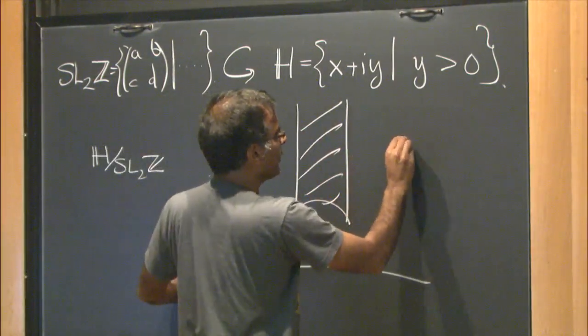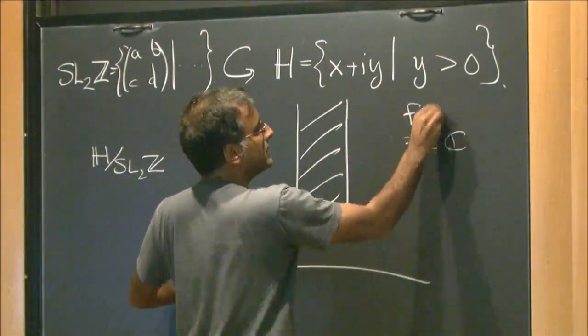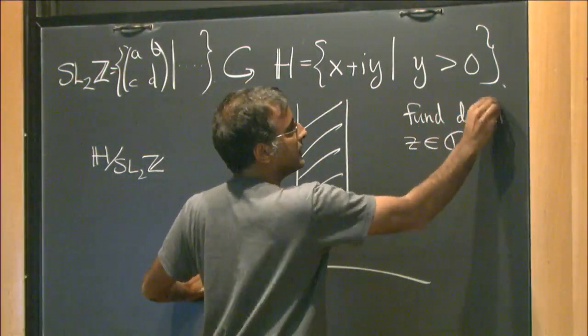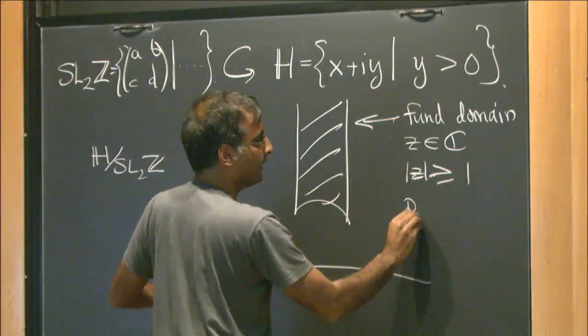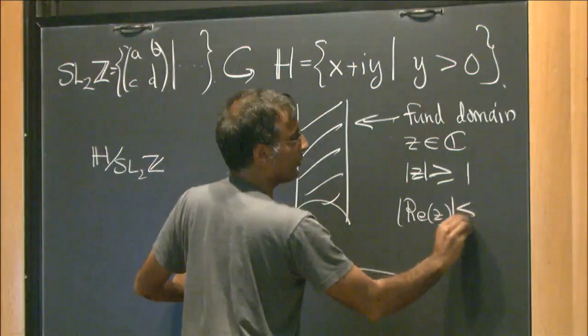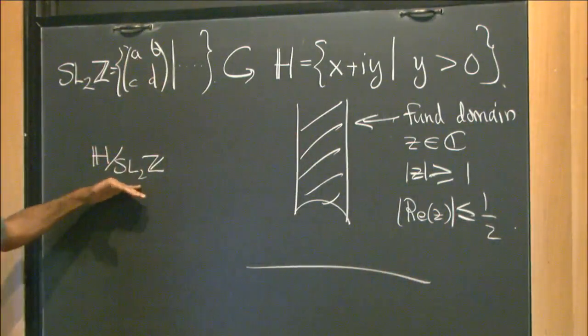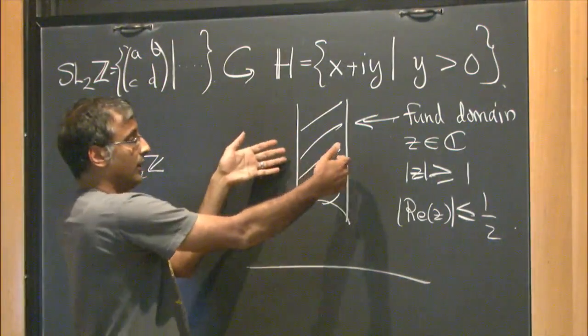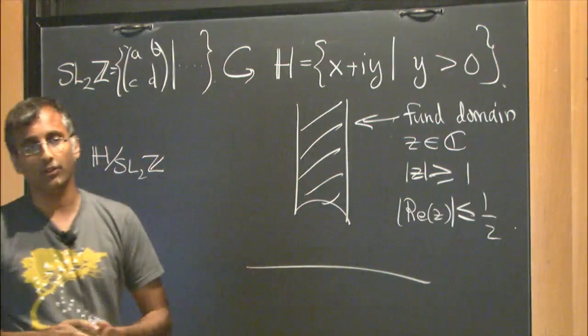Okay, so this consists of all complex numbers. This is a fundamental domain, and the conditions are |z| is bigger than 1, and the real part is less than 1/2. So this quotient, it's a Riemann surface that you get by gluing these two sides together and kind of gluing the bottom to itself.